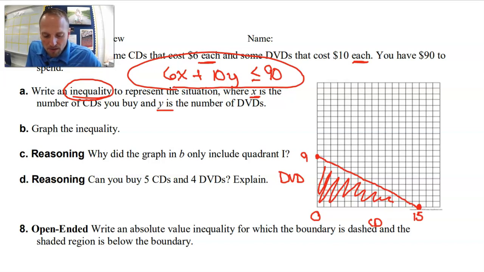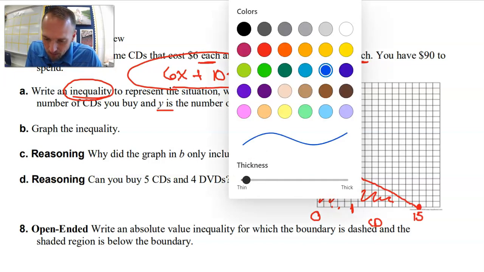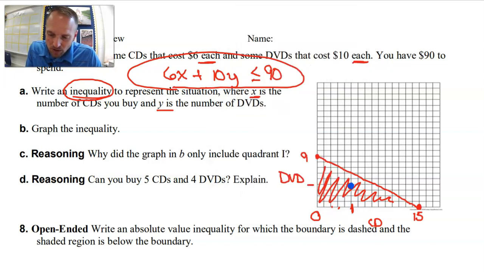Letter D, can you buy 5 CDs and 4 DVDs? Well, let's see. Let's look at the graph first. If I go over to 5 CDs, 1, 2, 3, 4, 5, and 4 DVDs, that's that point right there. Let me make it in blue so it's easier to see. Right there, that point right there. Can I buy that many? Well, I'm not always a big fan of trusting graphs, but it's very clear to see that that blue is in the shaded area. It's less than the amount that we have to spend, so yes, we certainly can.